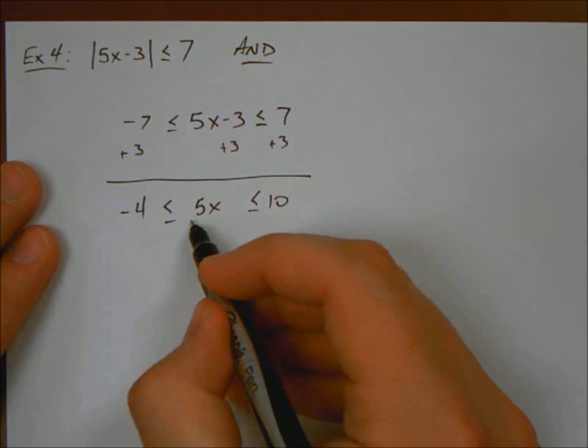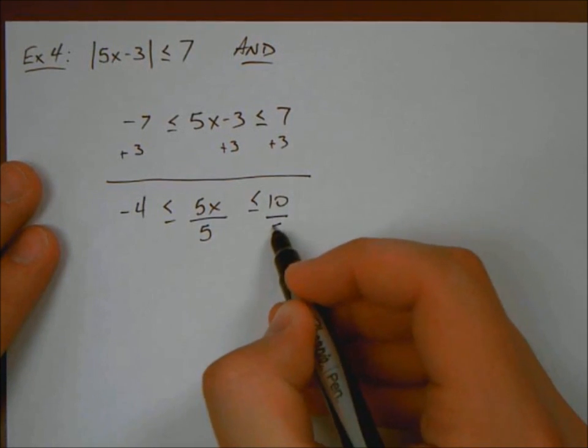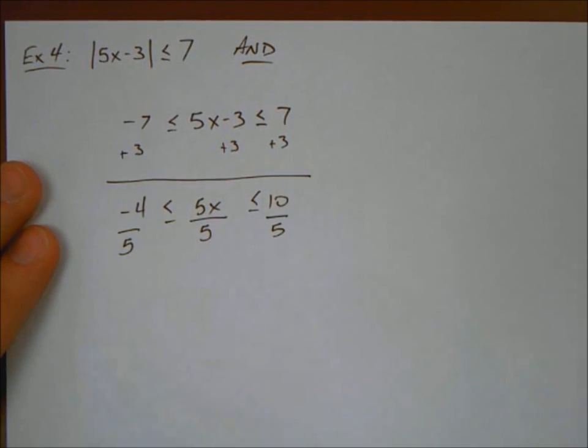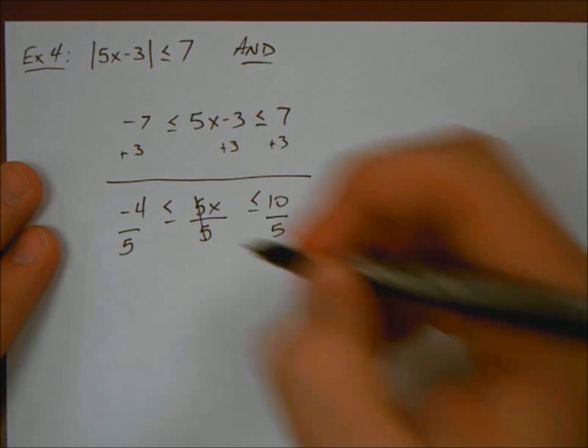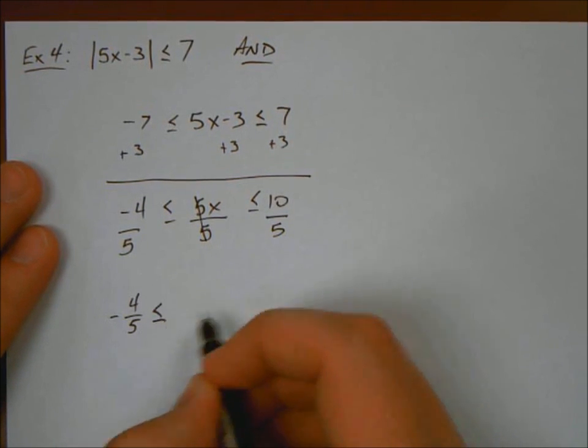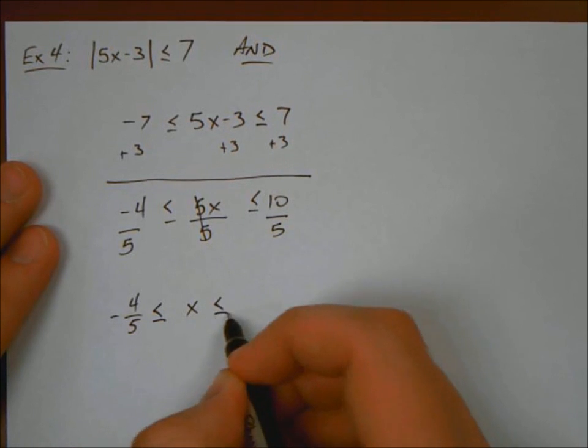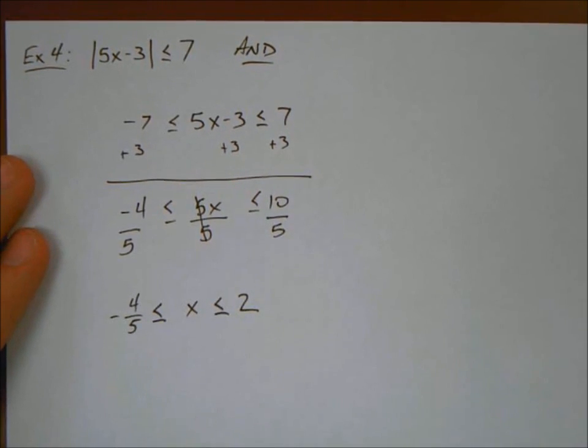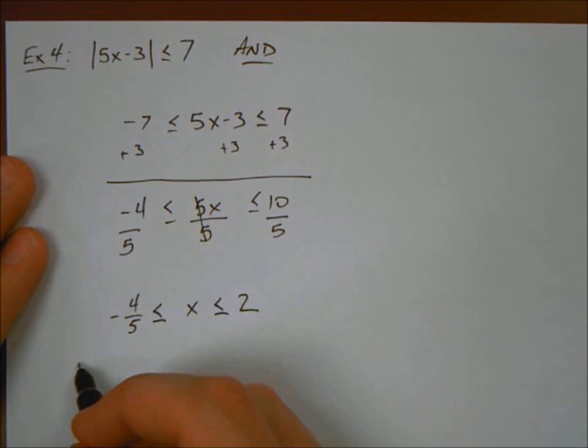Now, whatever I do in the middle, I have to do to the outside. Divide everything by 5 so that these 5s will cancel out. Negative 4 over 5 is less than or equal to x, less than or equal to 2. That's one answer. I could do the set notation.